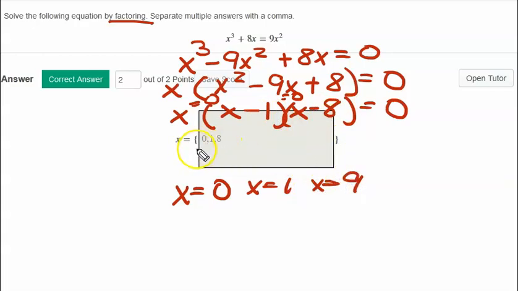And they're asking us to write each of the answers, separating them by commas in roster notation. The braces are already there, so it's just a matter of putting in our values. And don't put a comma after that 8. They'll count that wrong.